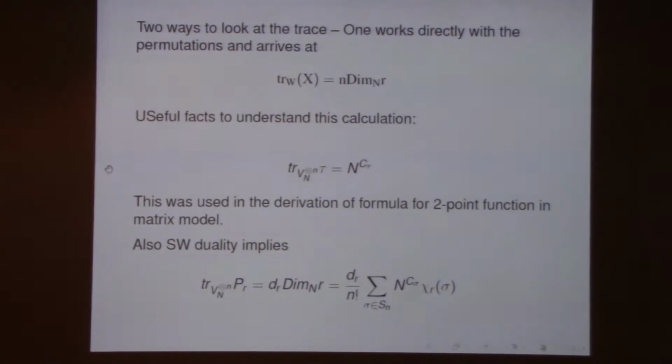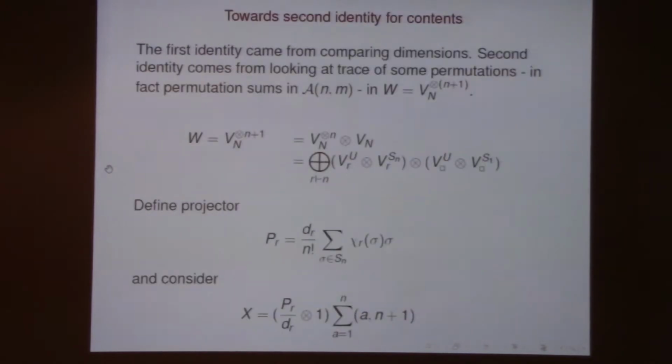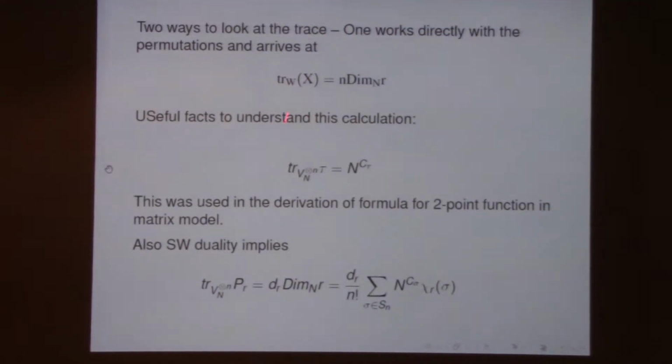One is that this projector is a sum of permutations. You're multiplying it with another permutation, so you can count how many cycles are in that product, and then you're taking a trace in this vector space. So when you take that trace, you get n to the number of cycles. It's the kind of thing we use in correlators. But there's another way you can calculate the same thing.